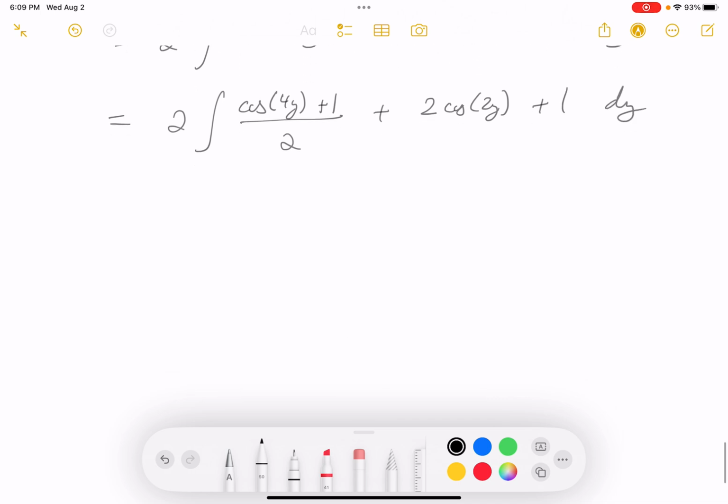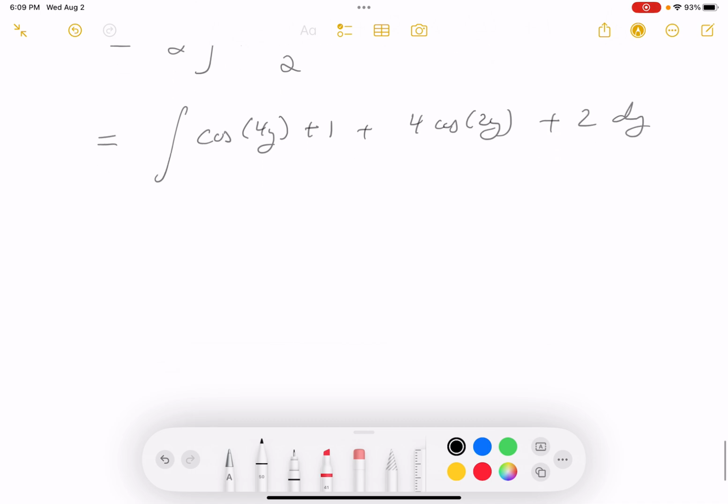All right? I'm going to distribute the 2 now. I'll tell you what you get. You get cosine 4y plus 1 plus 4 cosine 2y. We just did those 2 terms, and then plus 2 dy. What do you get over here? Well, I don't want to write it over again, but I notice that 1 plus 2 is just 3.